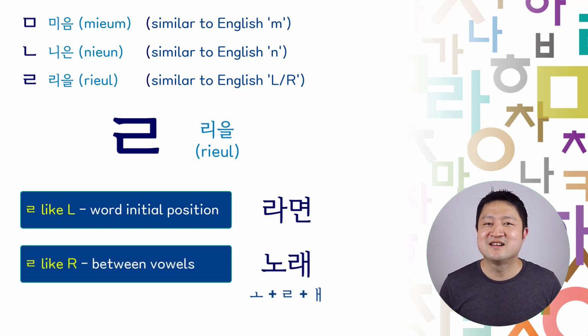On the other hand, 리을 can sound a bit like the R sound in Spanish when it's used between two vowels. So in this word 노래, which means a song, 리을 is positioned between the vowels O and E. In this type of positioning, we pronounce 리을 similar to the R sound in Spanish, with the tip of the tongue touching the roof of the mouth. So this is 노래, 노래.